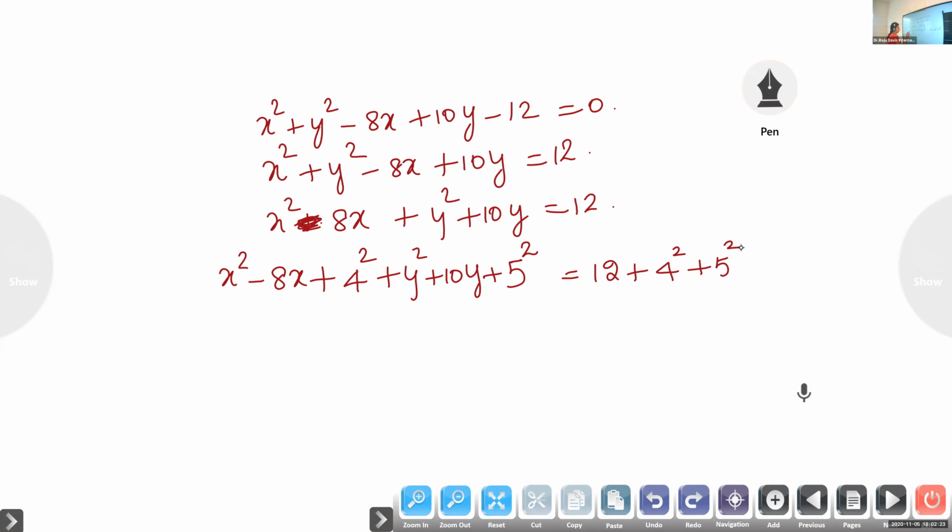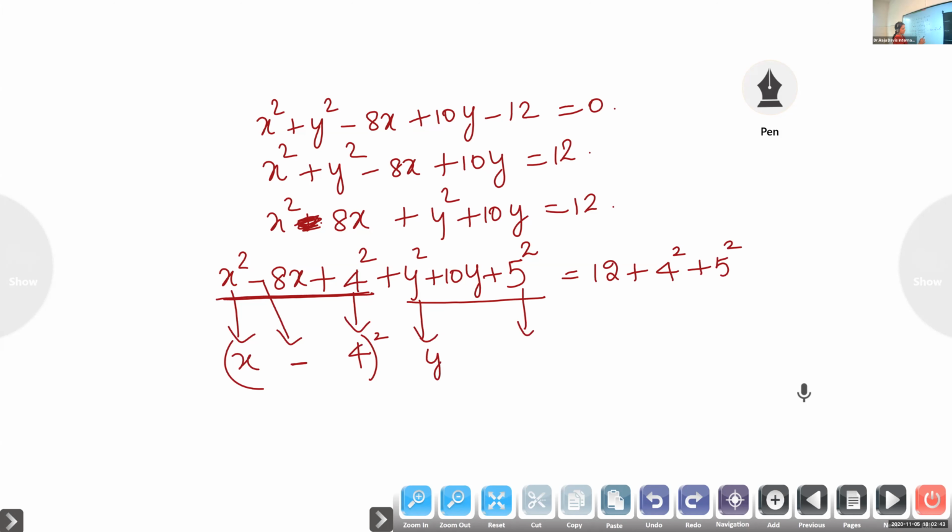If you take the first 3 terms, we can write this as x minus 4 the whole square. The next 3 terms we can write this as y plus 5 the whole square, is equal to here. And simplifying, what you will get? 53.